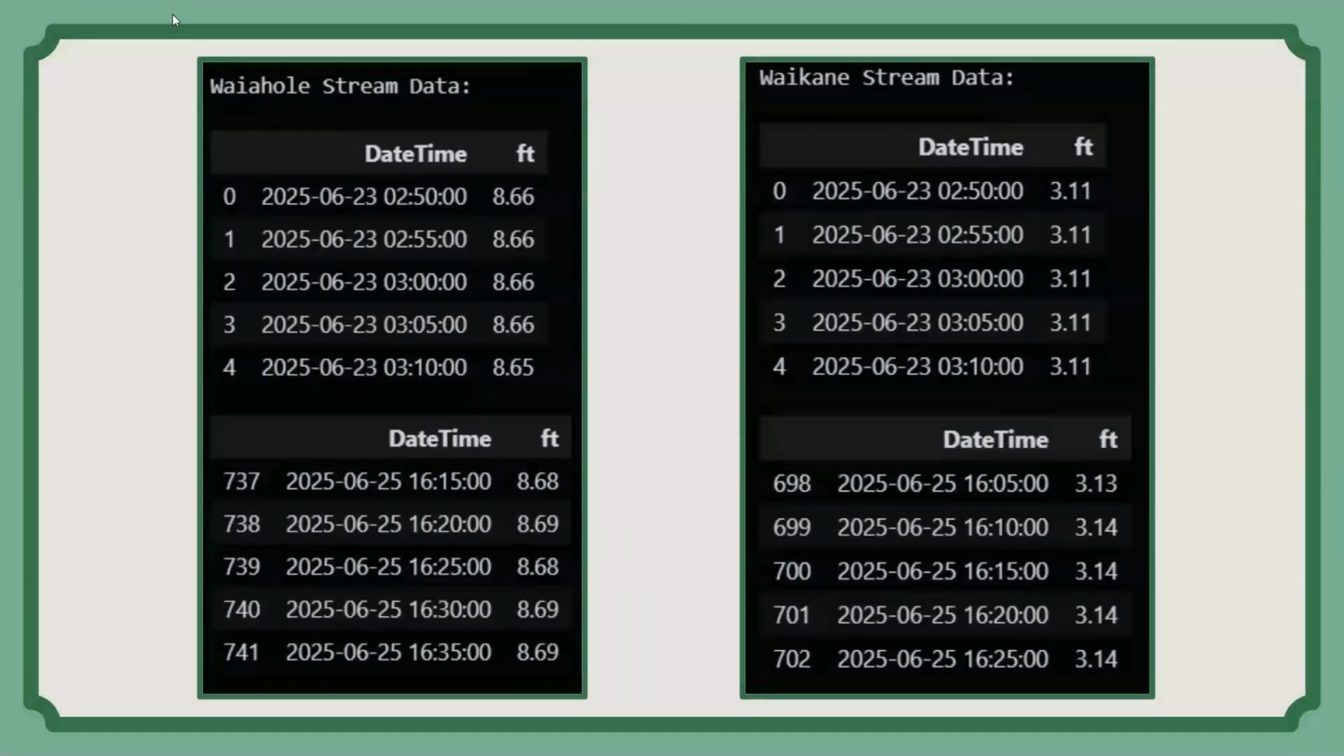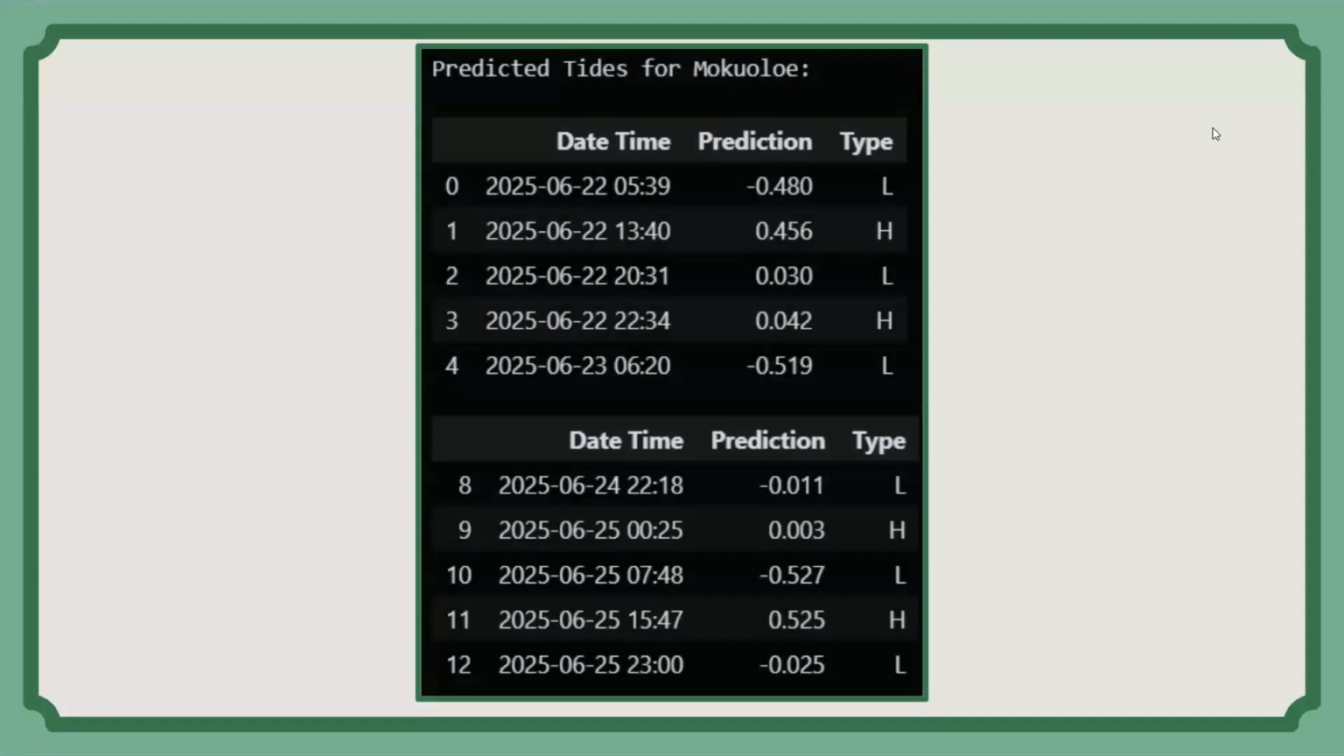So this is the data frame that would be immediately retrieved from the USGS website. Not a lot of cleaning was done here. It was just directly grabbed from the API. And then this is the predicted tides that we would get from the NOAA website, but again, this is for Moku'oloi. So we had to do a little bit of organizing and cleaning to convert this data for Waikane.